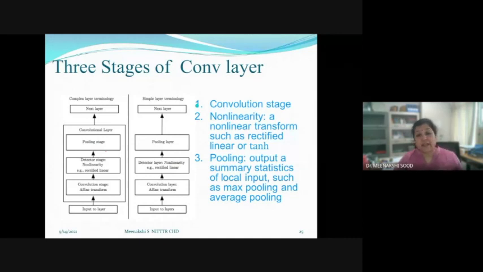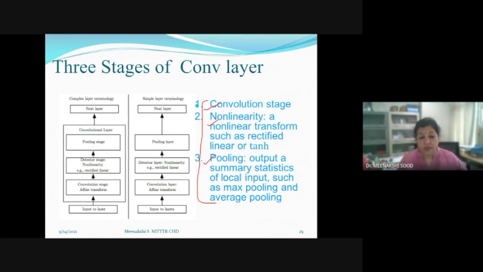So prominently there are three stages of convolution layer. The first stage is the convolutional stage. The second stage is to cover up the non-linearity, because all the complex problems, or the real world problems, which the deep neural network has to solve are non-linear in nature. So that problem has to be taken care of. And the third layer is the pooling layer.